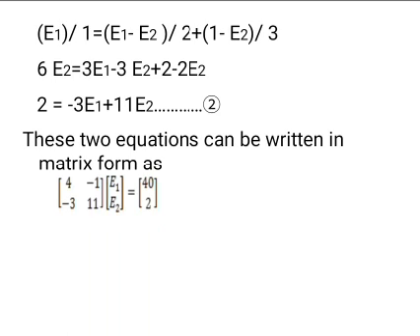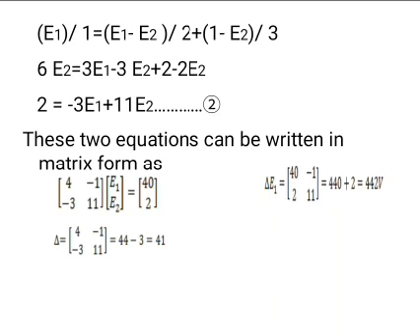That means the left hand side of the system has the coefficient matrix, meaning the coefficient of E1 and the coefficient of E2, and the right hand side has the answer values, 40 and 2. Next, let delta be the determinant of the coefficient matrix of the above system. Delta E1 is the determinant of the matrix formed by replacing the first column values of the coefficient matrix with the answer column values.